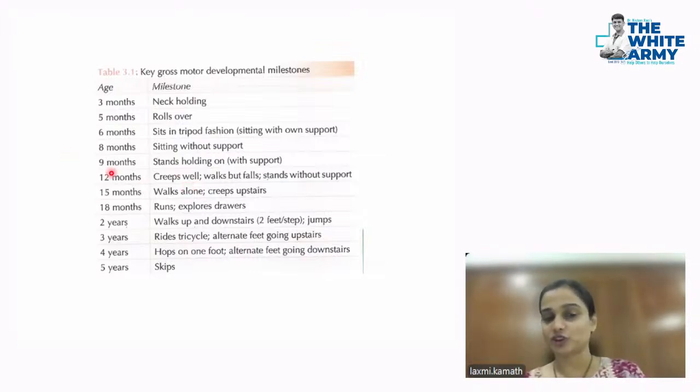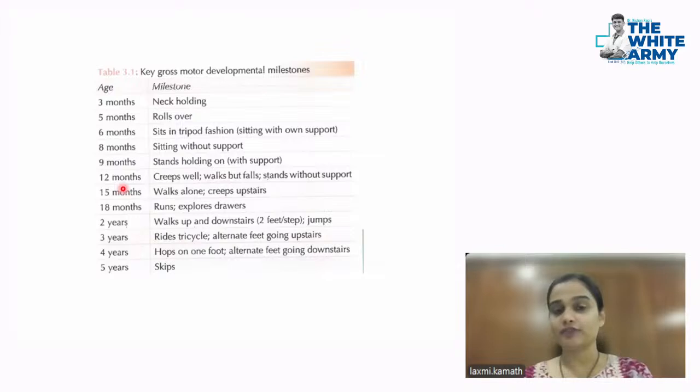At 12 months, it is creeping, like I already told you, crawling comes first and creeping comes next. So at 10 months there is crawling, then at 11 to 12 months there is creeping. There is walking and cruising also at 12 months. At 15 months, the child will be walking and creeping upstairs. At 18 months, the child runs. At 2 years, it goes upstairs 2 feet at a step. At 3 years, it goes upstairs 1 foot at a step. At 4 years, it comes downstairs 1 foot at a step and also hops. At 5 years, it skips.